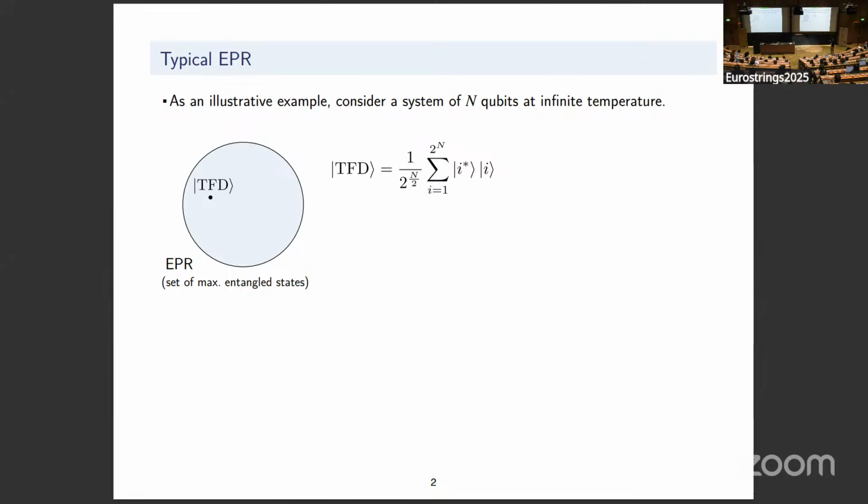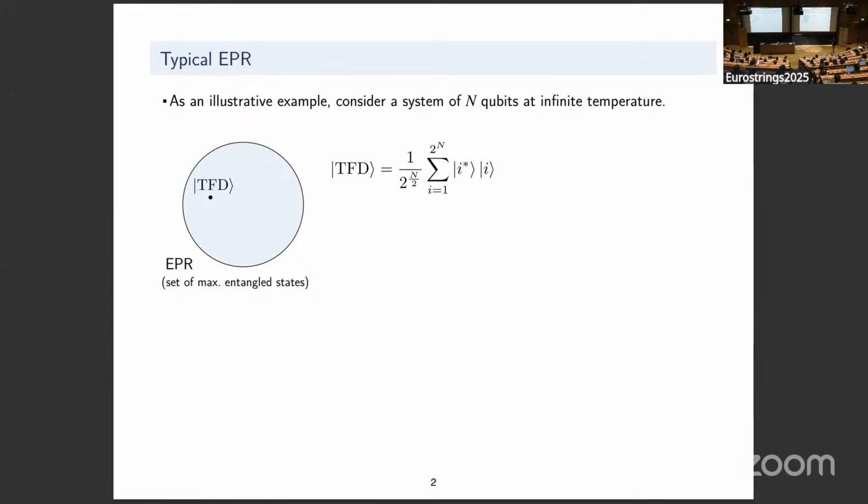If we just take two such systems, two collections of n qubits, and consider maximally entangled states, we will generate some collection of states, which I'm here referring to as EPR. So this is essentially a set within the Hilbert space of the two systems of qubits. It's a subset of states. And the infinite temperature thermofield double is one such state.